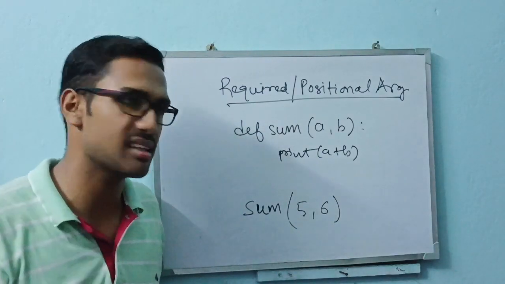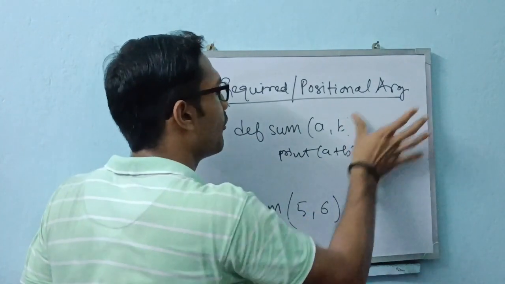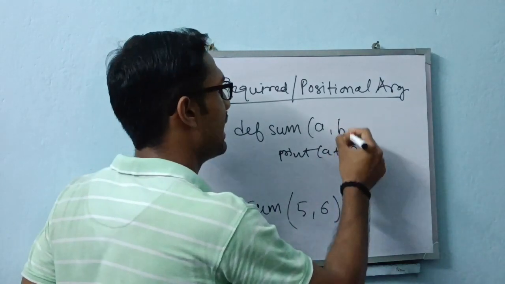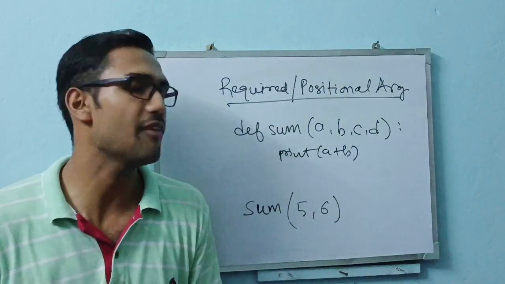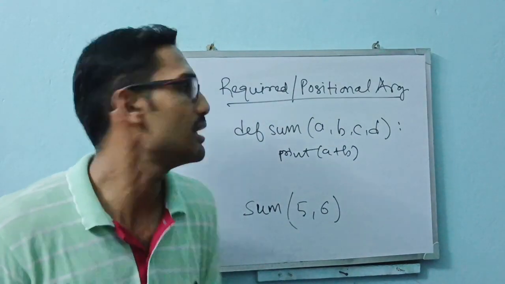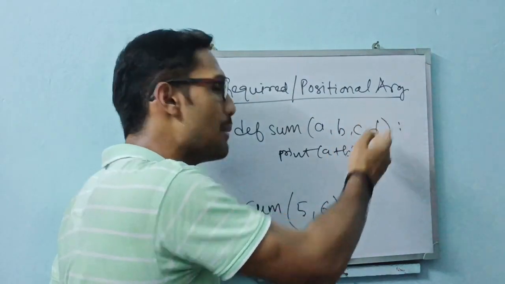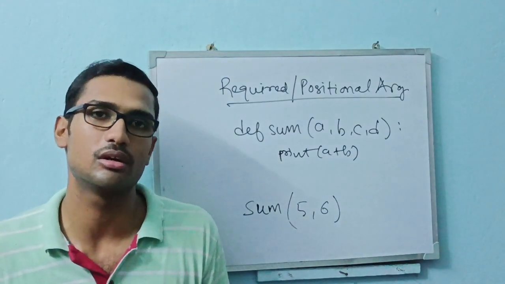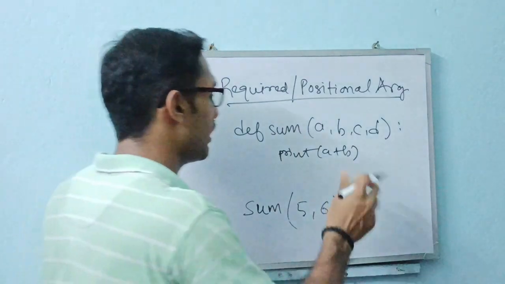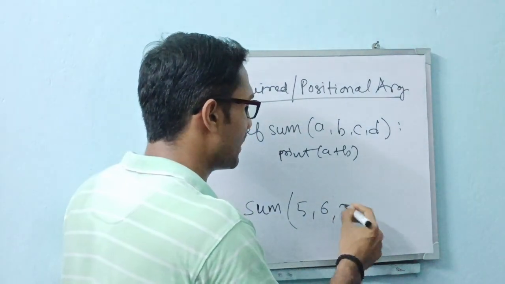I hope this one is clear. So suppose there are 4 parameters, A, B, C, D. And if this is the function call, then definitely it will give you an error. Why? Because for C and for D parameters, no values are being passed. So definitely it will raise an error. Okay. So you need to pass the values for the parameters C and D.